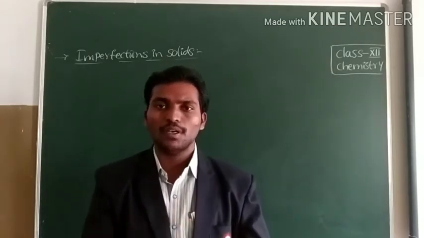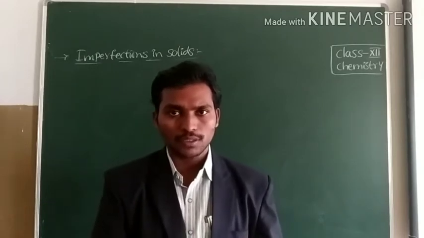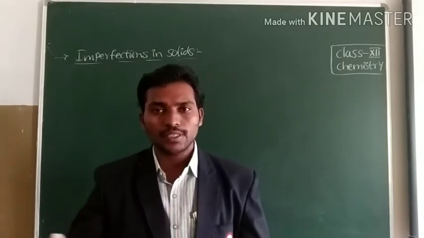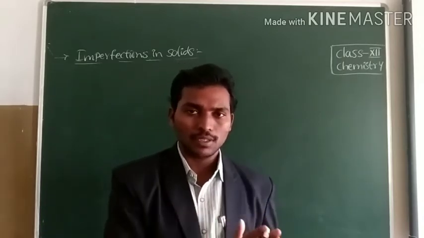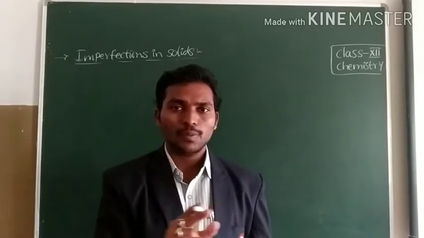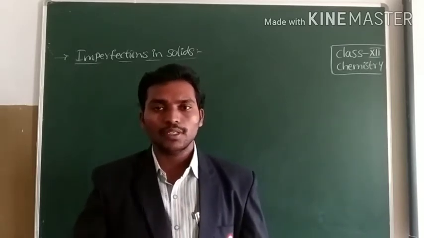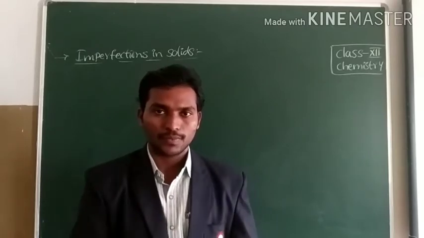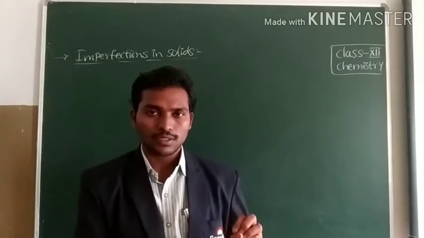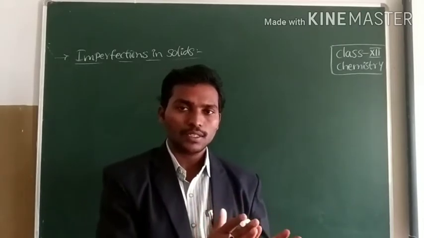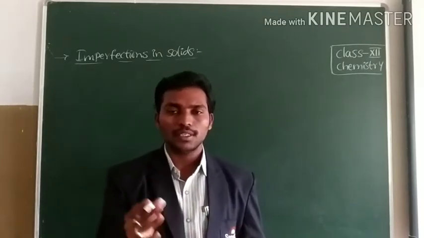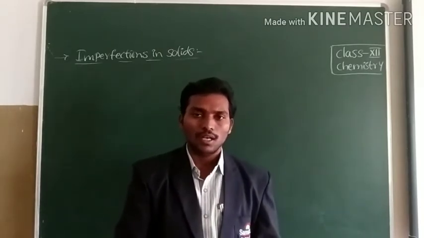What is meant by point defects? Point defects are irregularities or deviations from the ideal arrangement of crystalline solids. These defects occur around a point or around an atom in a crystal lattice. So point defects are the defects caused by irregularities or deviations from the ideal arrangement around a point in a crystal lattice. This is called a point defect.